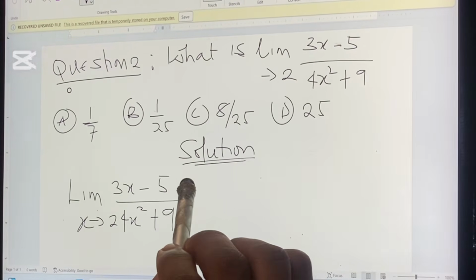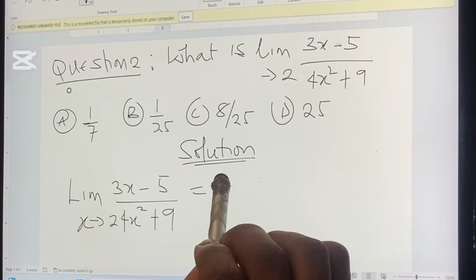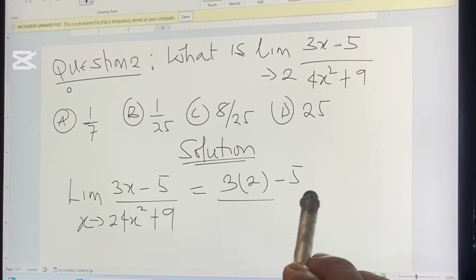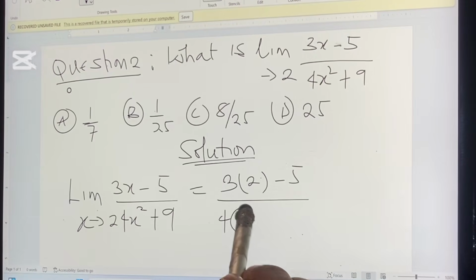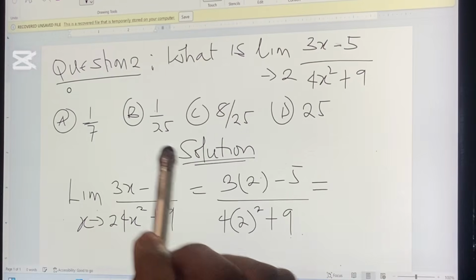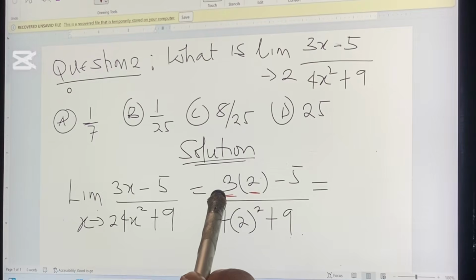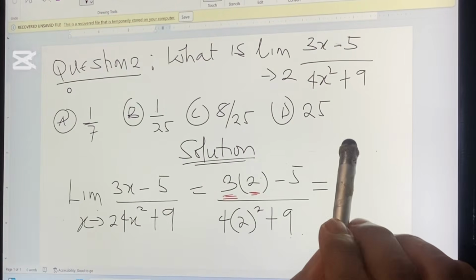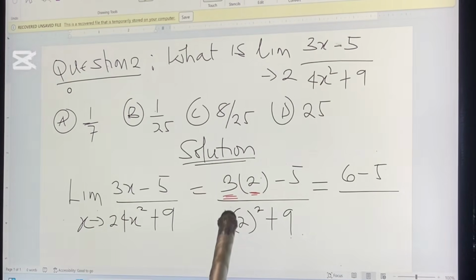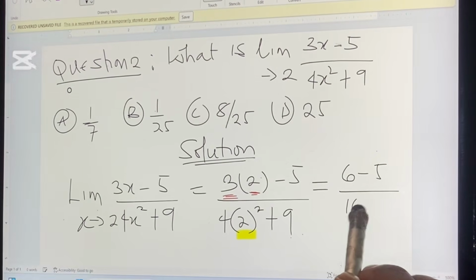So class, let's replace the value of s with 2. So anywhere I see s, I will replace s with 2. I will have 3 into 2 minus 5 over 4 into 2 squared plus 9. So class, 3 times 2 will give us 6. So I will have 6 minus 5 over 2 all squared will give us 4. 4 times 4 will give us 16 plus 9.